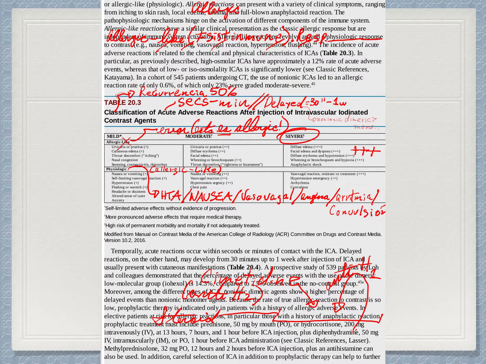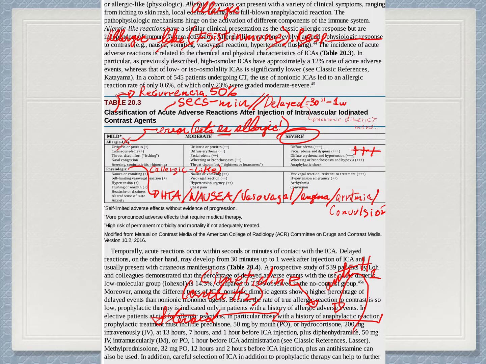Remember that the main risk factor for adverse reaction to contrast agents is having one of these previously. Recurrence is 50%, and the adverse reactions may be acute or delayed. Acute adverse reactions go from seconds to minutes of injection, and in patients with a history of anaphylactic reaction, you have to pre-medicate this patient. Remember, there are no absolute contraindications to catheterization. There are only relative contraindications.